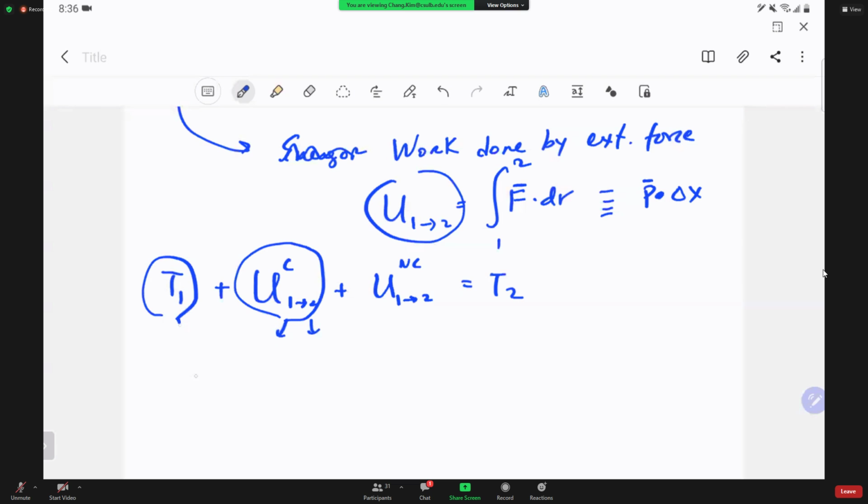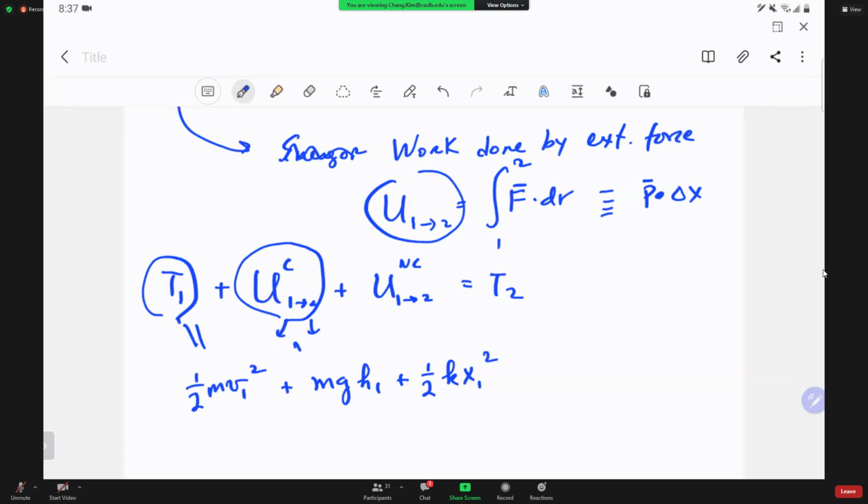So this is 1/2 times m v1 squared. And if I have something that moves from one elevation to another, then that's going to be mgh1: mass times gravity times the height at 1. If a spring is involved, then that's going to be 1/2 times k x1 squared. That's the spring energy at position 1.